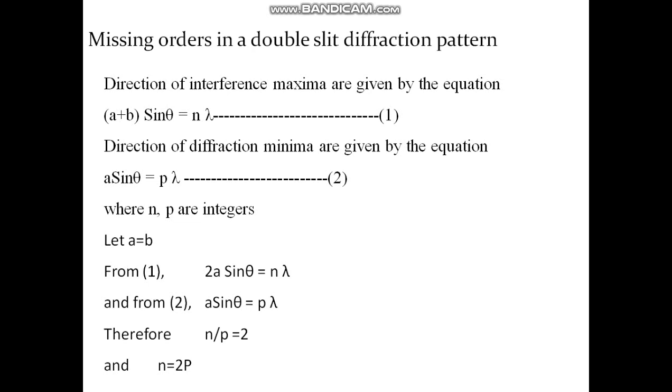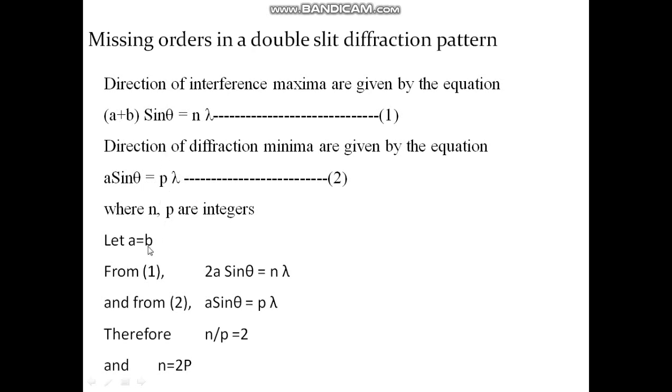The directions of interference maxima are given by the equation (a plus b) sin theta equals n lambda. The directions of diffraction minima are given by the equation a sin theta equals p lambda, that is equation 2, where n and p are integers.